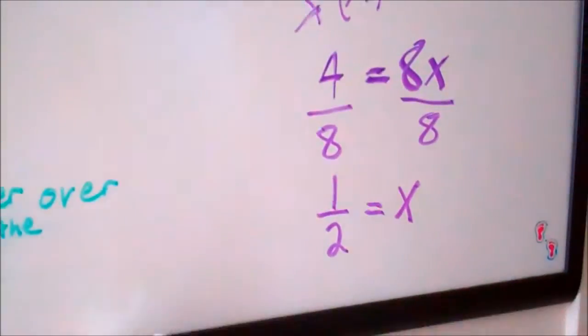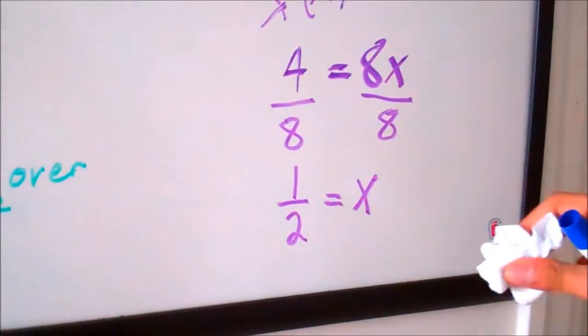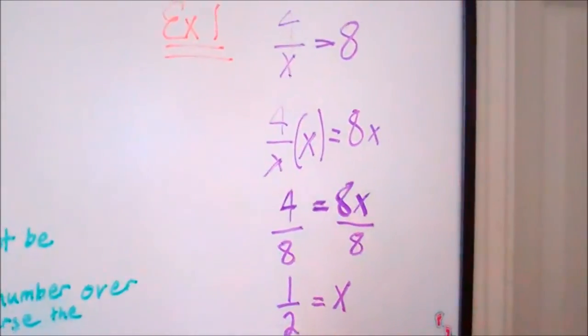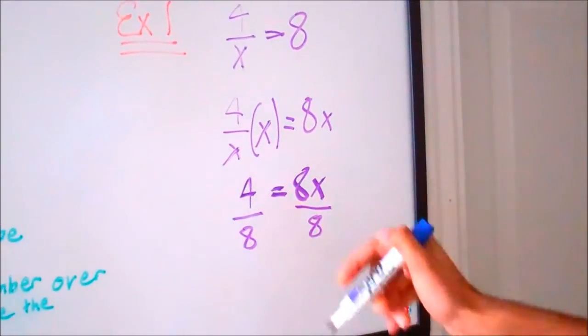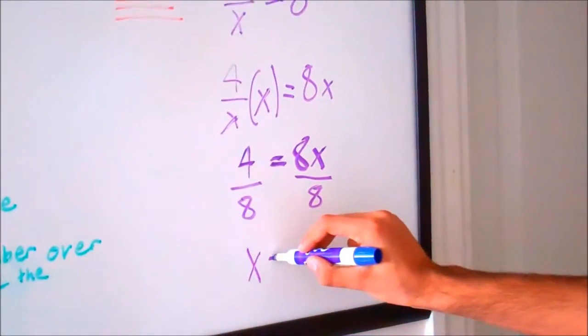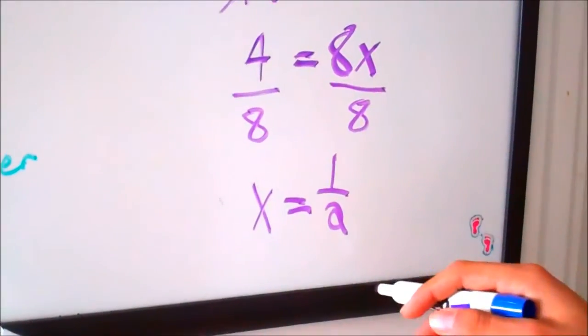And to finalize that, you should always try to end off with your variable on your left hand side. So I will go ahead and erase that really quickly, and it will be x is equal to 1 over 2. X happens to equal 1 over 2.